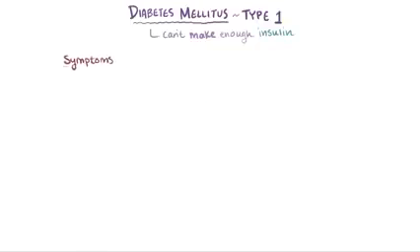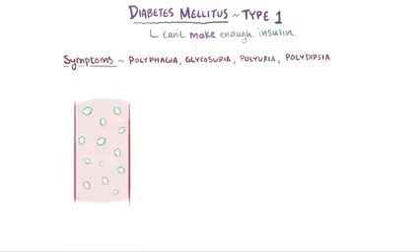4 clinical symptoms of uncontrolled diabetes that all sound similar are polyphagia, glycosuria, polyuria, and polydipsia. Let's go through them one by one.